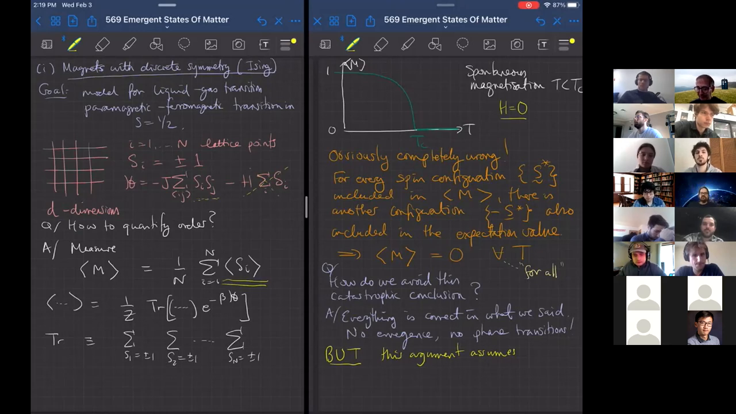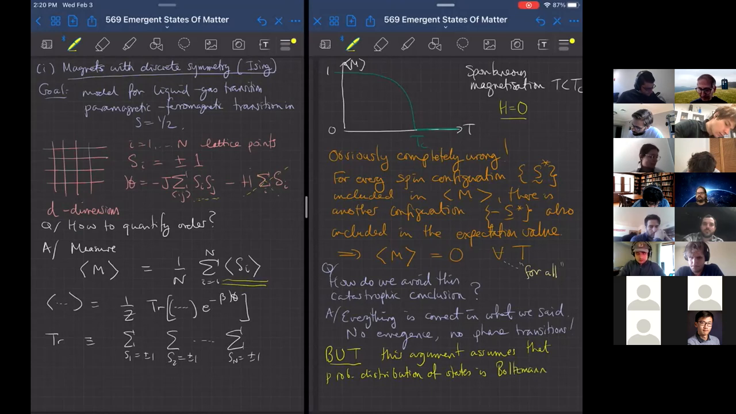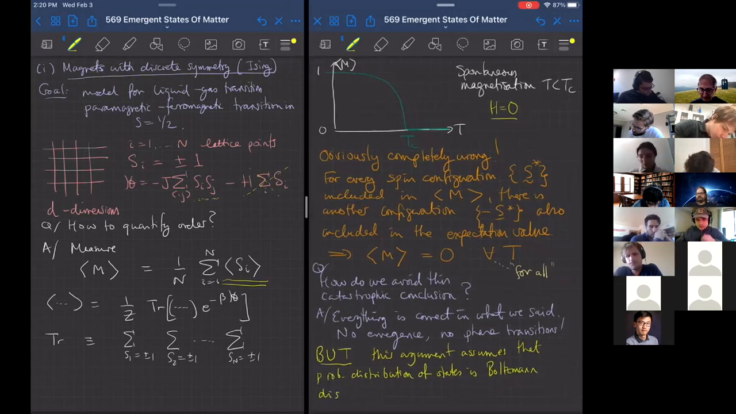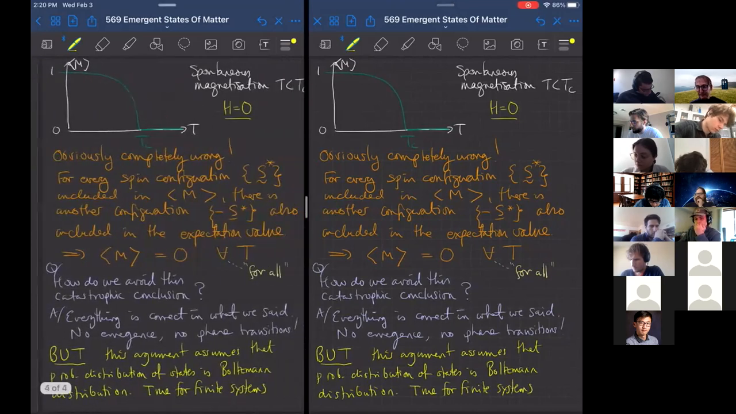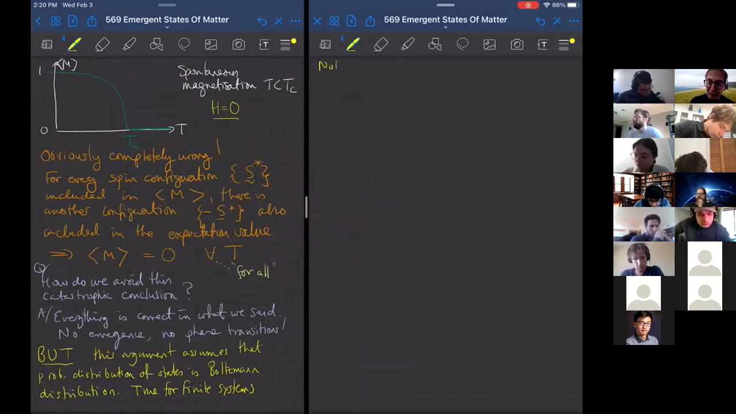But this argument assumes that the probability distribution of states is the Boltzmann distribution. And it's not. At least it's not if you have an infinite system. So that's true for finite systems, but it's not necessarily true for infinite systems.